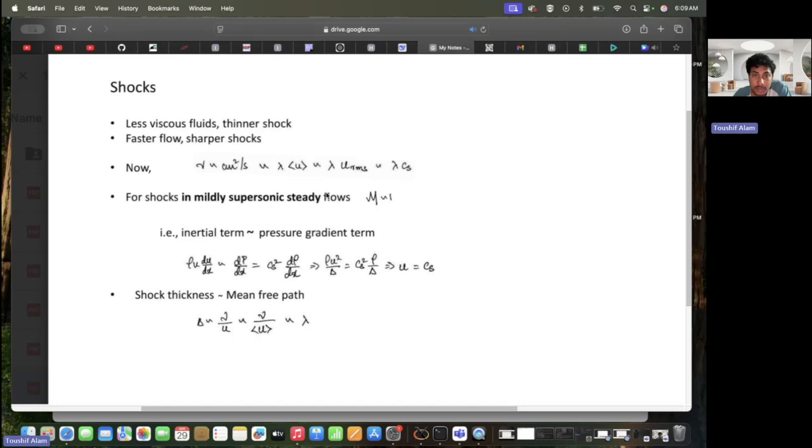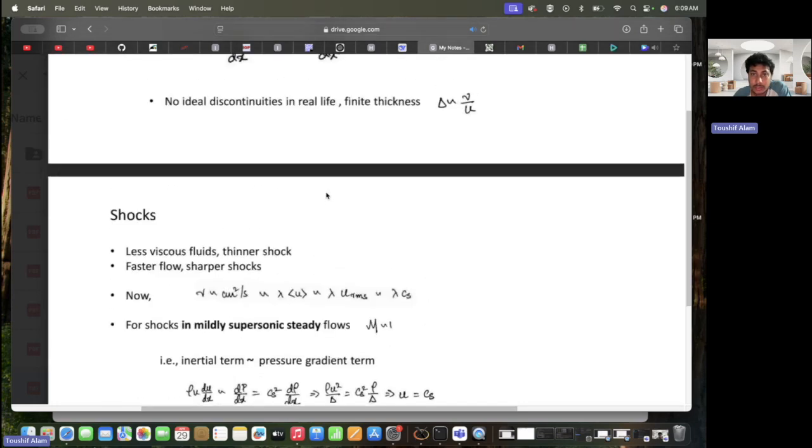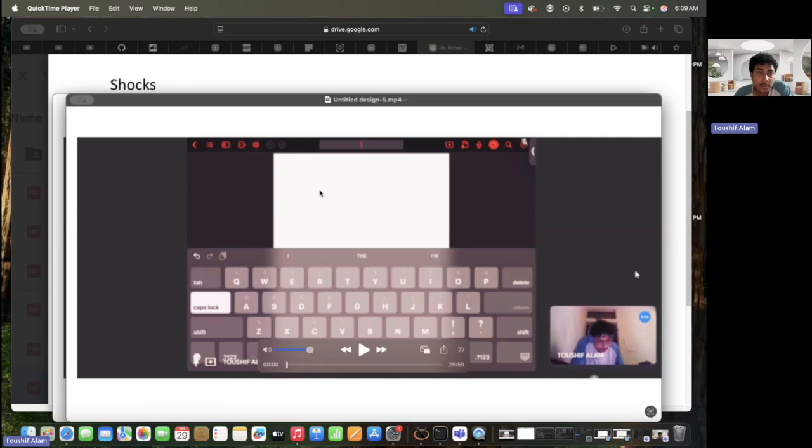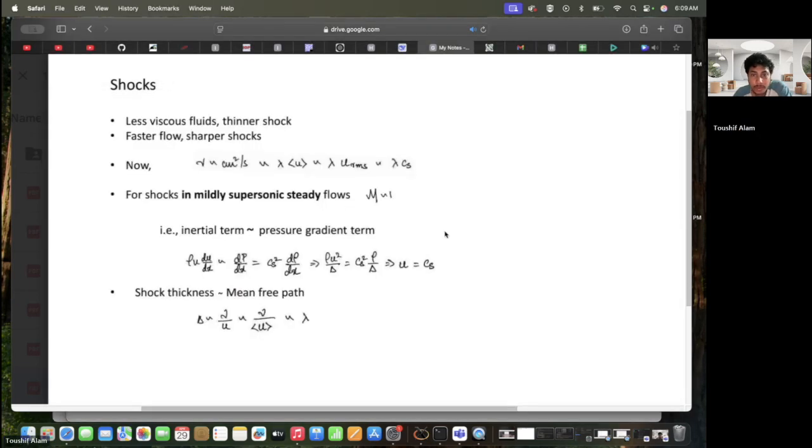So delta is equal to nu by u, which is nu by u average, that is lambda, because u average is cs. So that is approximately lambda. Basically, the shock thickness will be the mean free path.